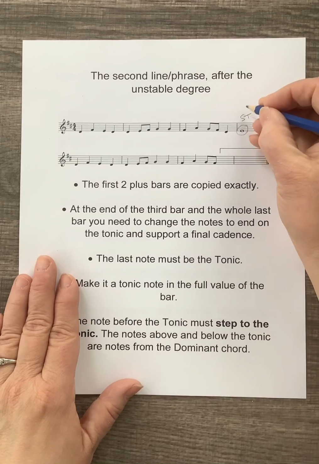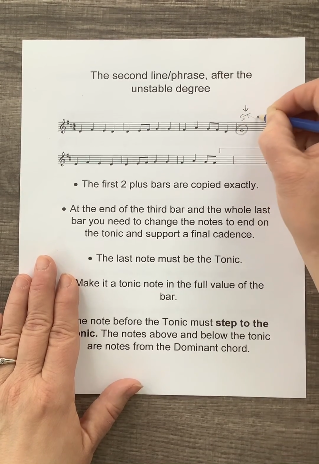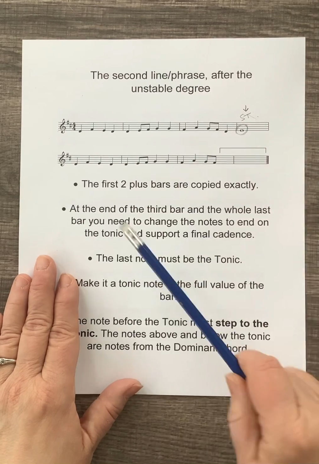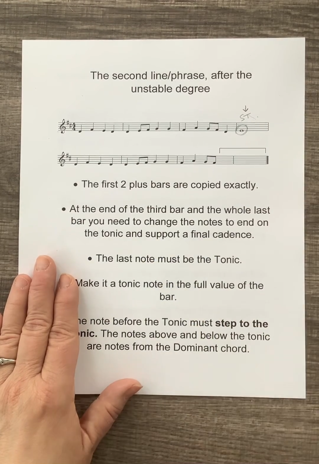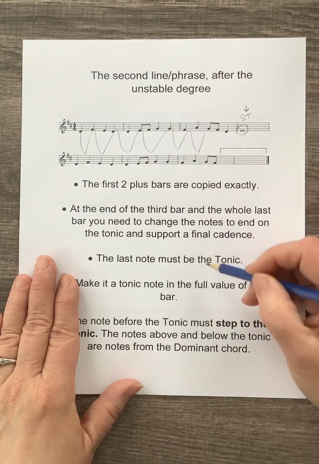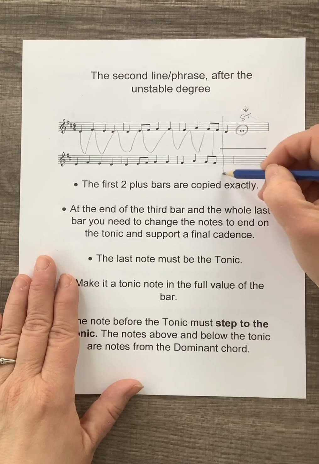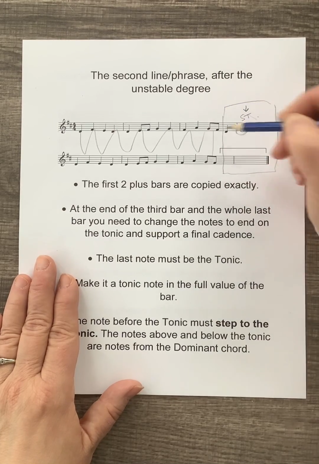And the biggest thing is to remember to fill the bar in with a whole bar's worth of a note on the supertonic. Okay, that's for level 6. Now, the first 2 plus bars are copied exactly. All of this stuff here is copied exactly. You could change maybe a little bit here, but we're only changing the last 2 notes for our purposes right now.